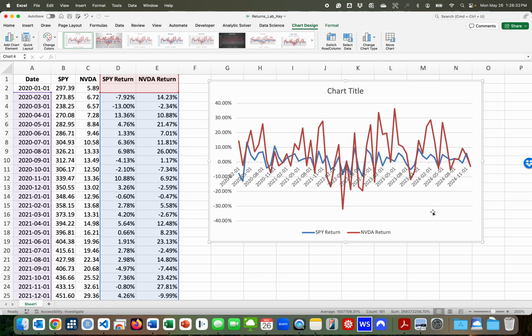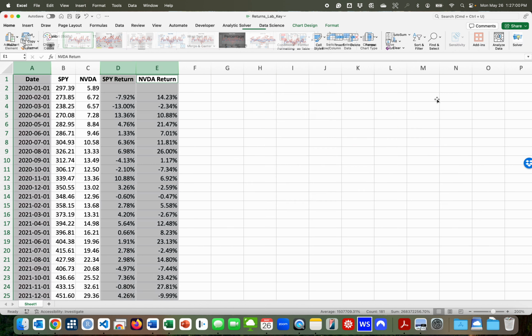So we can see that NVIDIA had a lot more volatility. It was much more volatile than SPY. But it's hard to get a good estimate of the means just by looking at that plot. But for both of them, sometimes the return was positive, sometimes the return was negative. So we'll need to do some descriptive statistics to figure out what the mean and standard deviations actually are for those two. But this is something you're going to do consistently in this class.